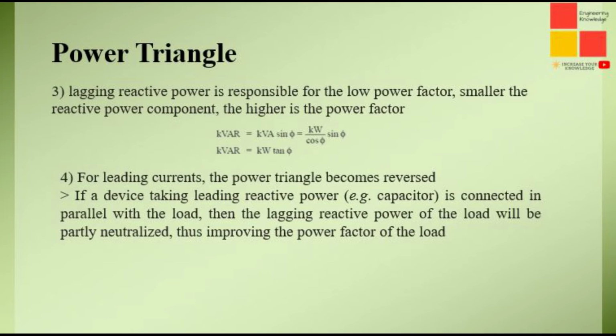For leading currents, the power triangle becomes reversed. If a device taking leading reactive power, for example a capacitor, is connected in parallel with the load, then the lagging reactive power of the load will be partly neutralized, thus improving the power factor of the load.